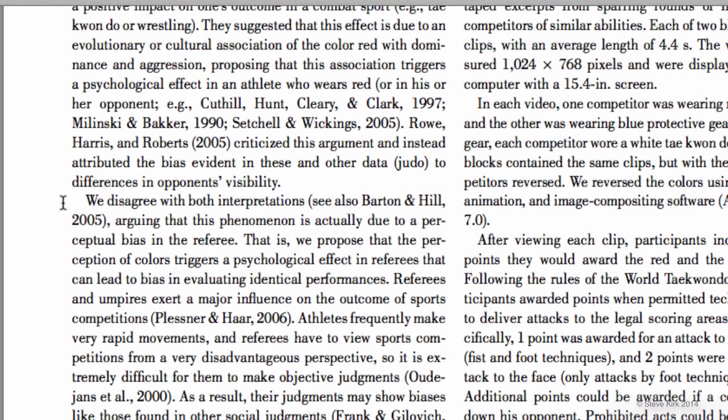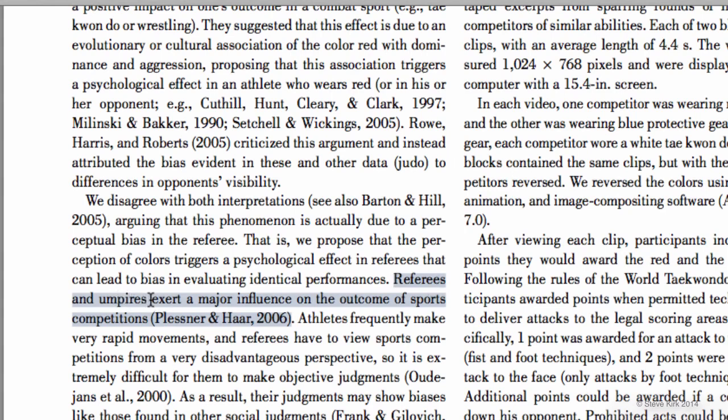In the next paragraph, we're explaining the hypothesis of the study. In this case, they use the present tense to talk about the hypothesis. "We disagree with both interpretations. We propose that the perception of color triggers a psychological effect." Now, this point here comes from previous research, but they don't say the names of the authors. They're just talking about this as a fact.